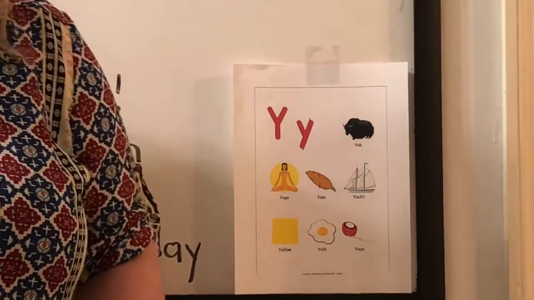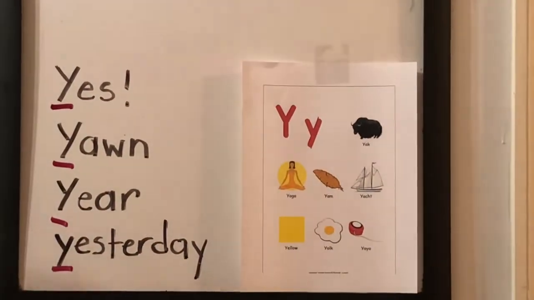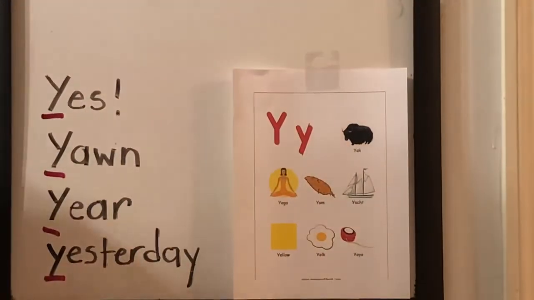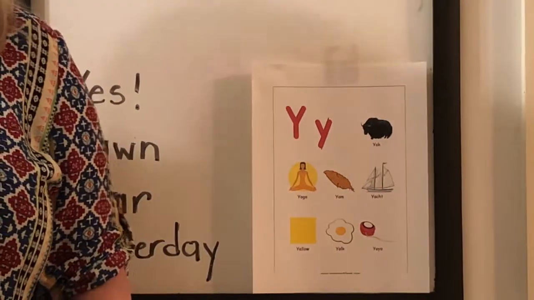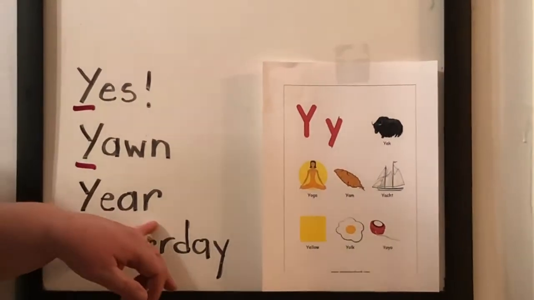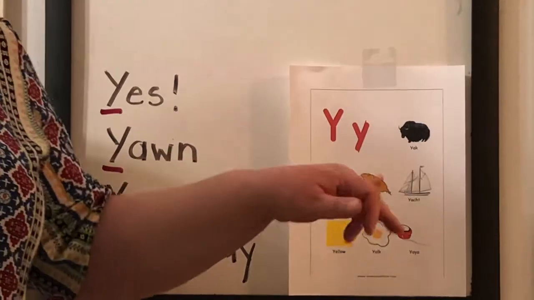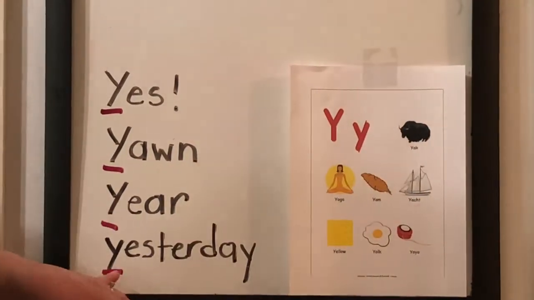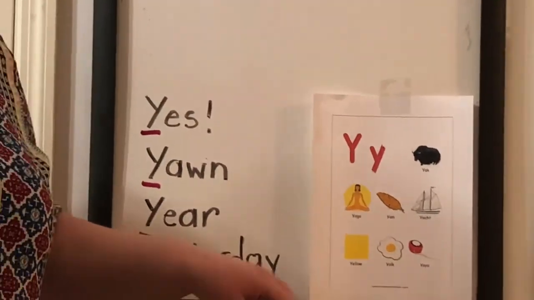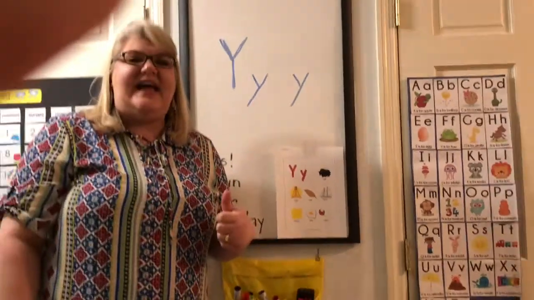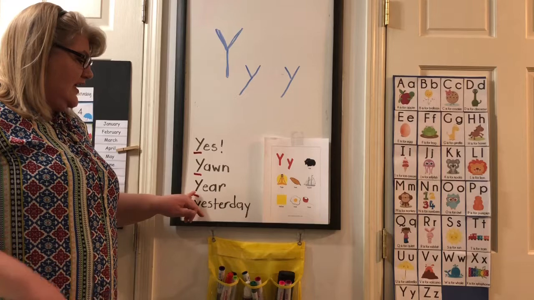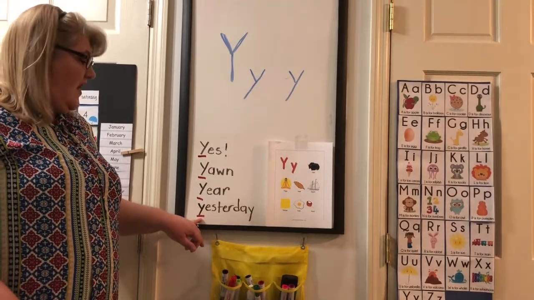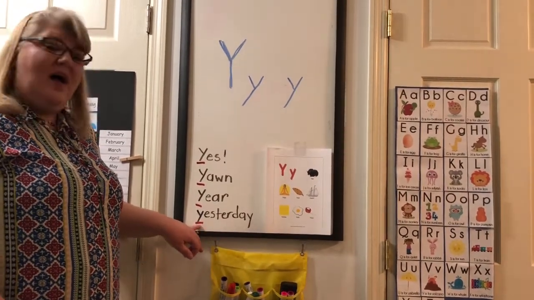There's some other words that you might think of that start with the letter Y. Yes, yawn. The year, it's 2020. That's what year we're in. And yesterday. Remember when we said yesterday was Wednesday? Today is Thursday. Yes, yawn, year, and yesterday all begin with the letter Y.